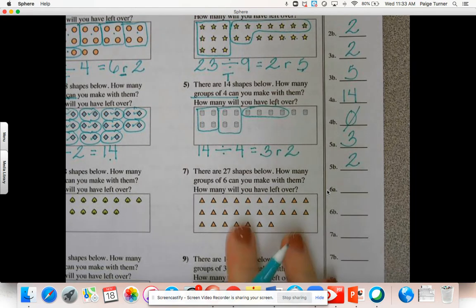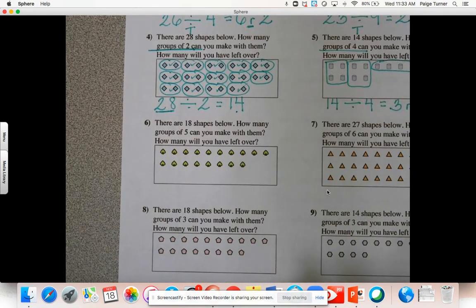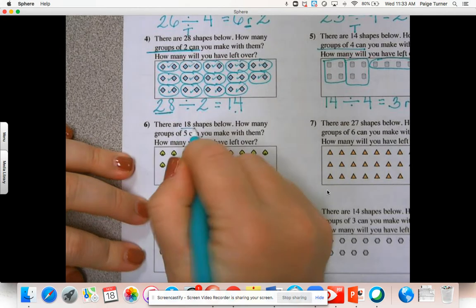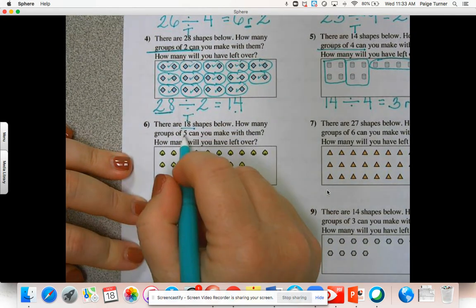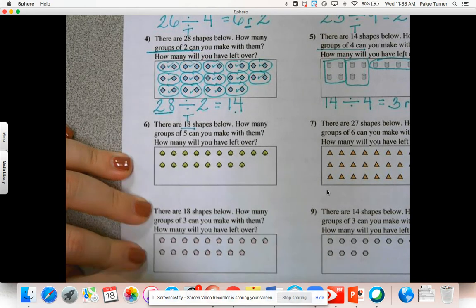3 remainder 2. All right, let's keep going here. We got a few more. All right, number 6. There are 18 shapes below. That is our total. So T for total. How many groups of 5 can you make with them? How many will be left over?